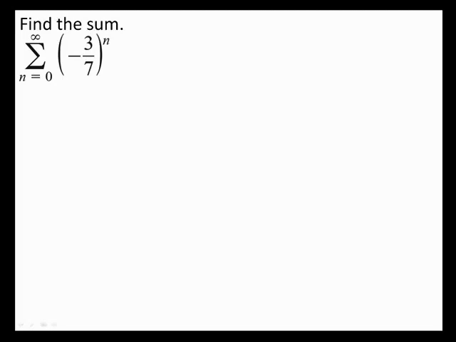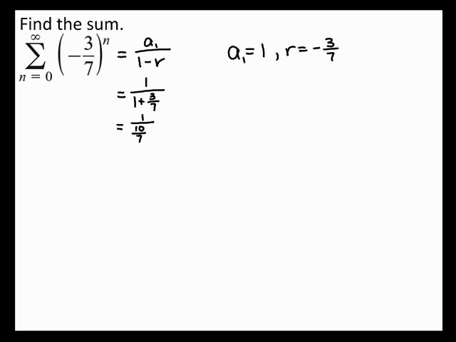Find the sum. The sum from n equals 0 to infinity of negative 3 sevenths to the n. Use the formula for infinite geometric sums. You find that a sub 1 is equal to 1 and r is equal to negative 3 sevenths. Substitute 1 in for a sub 1 and negative 3 sevenths in for r. Simplify 1 plus 3 sevenths. Simplify 1 divided by 10 sevenths. You find the sum is 7 tenths.